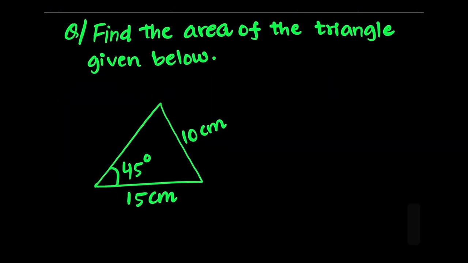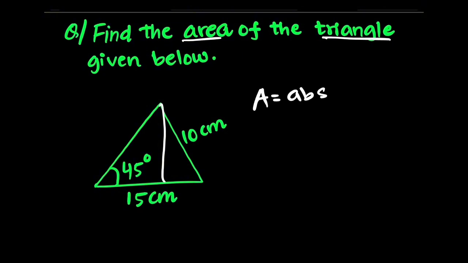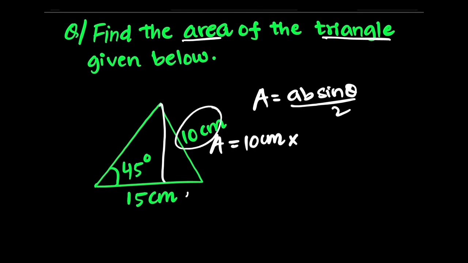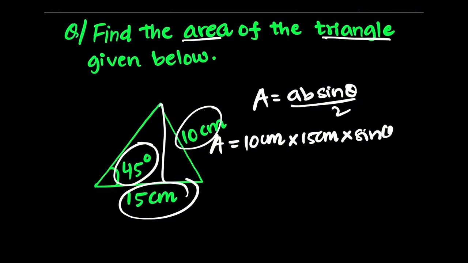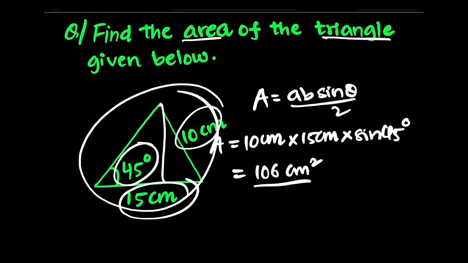Let's look at the next problem which says find the area of the triangle given below. Since the height of this triangle is not given, but instead we are given the two side lengths a and b and then one of the internal angles, let's use the formula which says ab sine theta divided by 2. Substitute everything in the formula. a here is 10 centimeter, b is 15 centimeter times sine of 45 degree, which equals 106 centimeter square. So the area of this triangle equals 106 centimeter square.